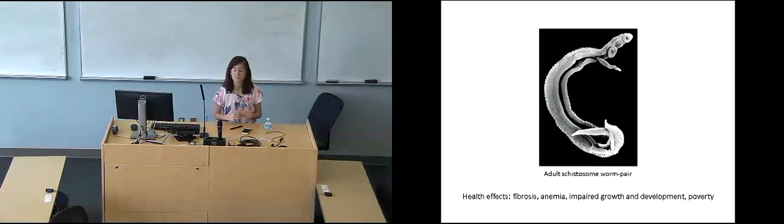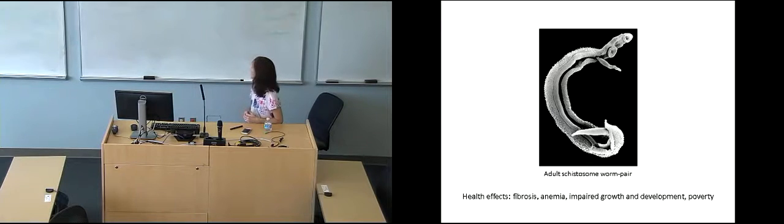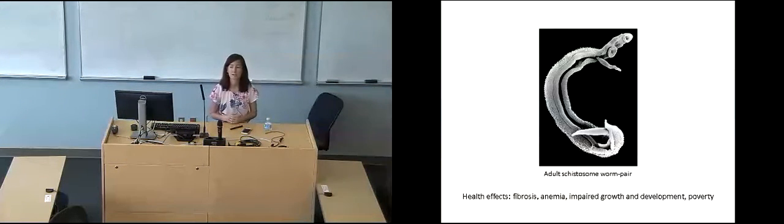And more generally, schistosomiasis belongs to a class of diseases called neglected tropical diseases that are thought of as poverty-sustaining diseases. So not only are they found in populations that are impoverished, but they're thought to reinforce poverty by impairing growth and development and work capacity. Schistosoma haematobium, which is found in Africa, is a class 1 carcinogen. It causes bladder cancer.